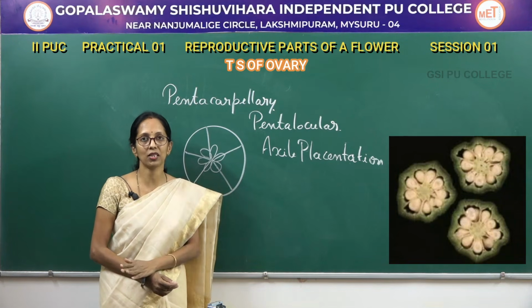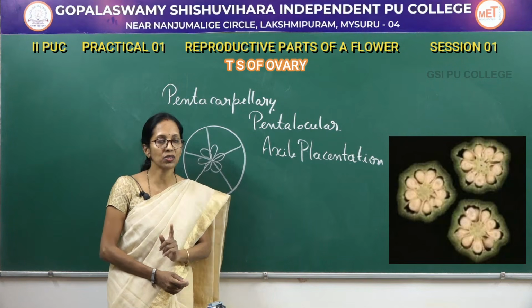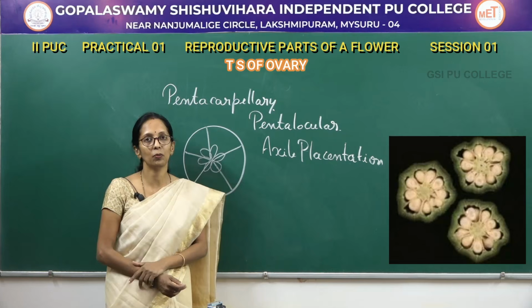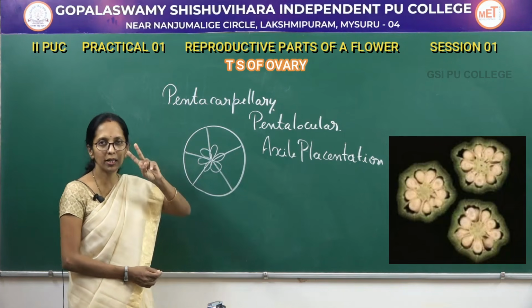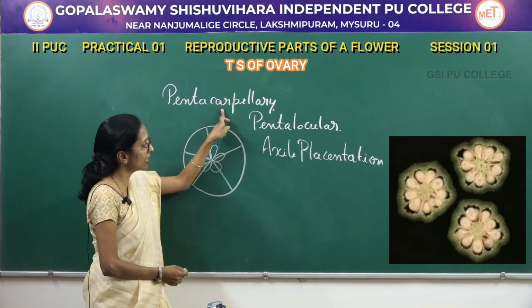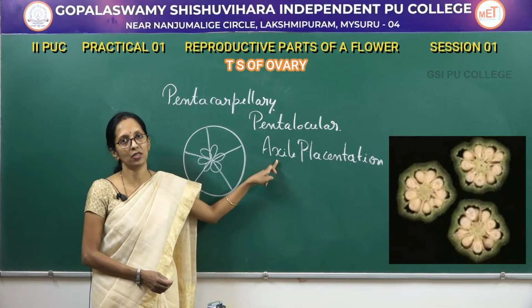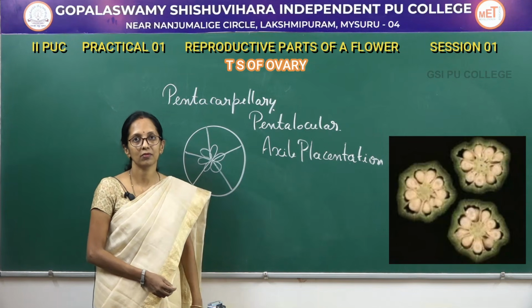So in the exam we will provide a hibiscus ovary. You have to take a thin transverse section like this, and then focus it using a dissection microscope, and then you have to write only 2 important points: pentacarpellary, pentalocular and axile placentation. Thank you.